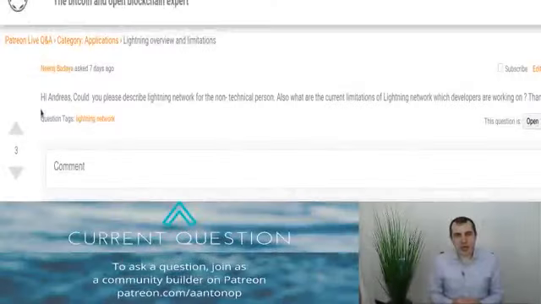What is the Lightning Network and how does it work for non-technical people? Let's see if I can answer this question as well as I can.